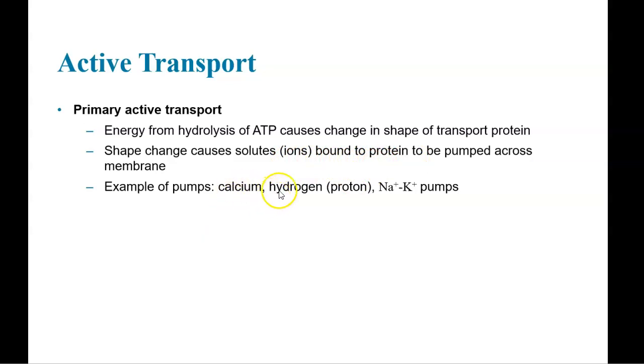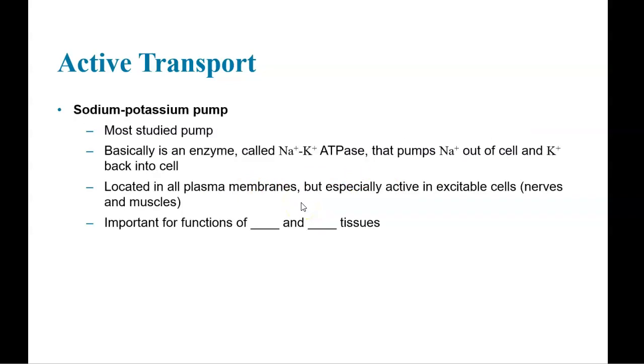So an example of this would be the sodium potassium pump. The sodium potassium pump, this is one that I'm pretty sure I went over in one of the other videos, or I might have covered it briefly. It's basically an enzyme. So it's the sodium potassium ATPase, and this pumps sodium out of the cell and potassium back into the cell. And these are located on the plasma membranes. These are important functions for two types of tissues, so muscle tissues and nervous tissues.